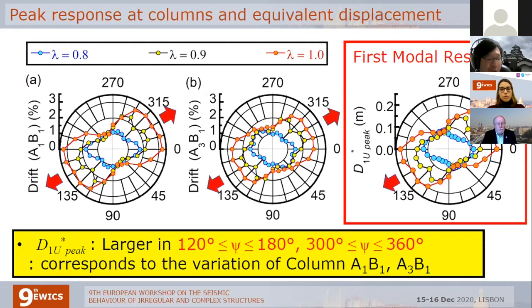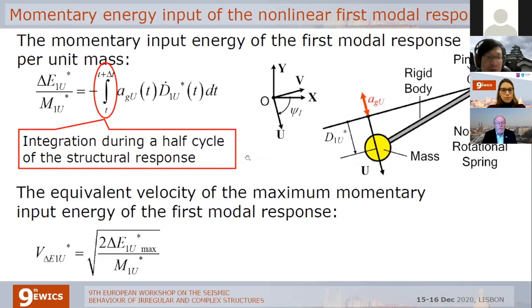So next, I would like to discuss the momentary energy input. The momentary input energy of the first mode response per unit mass is defined by this equation. This is calculated by integrating during the half cycle of the structural response. Then the equivalent velocity of the maximum momentary input energy of the first mode response is defined by this equation.